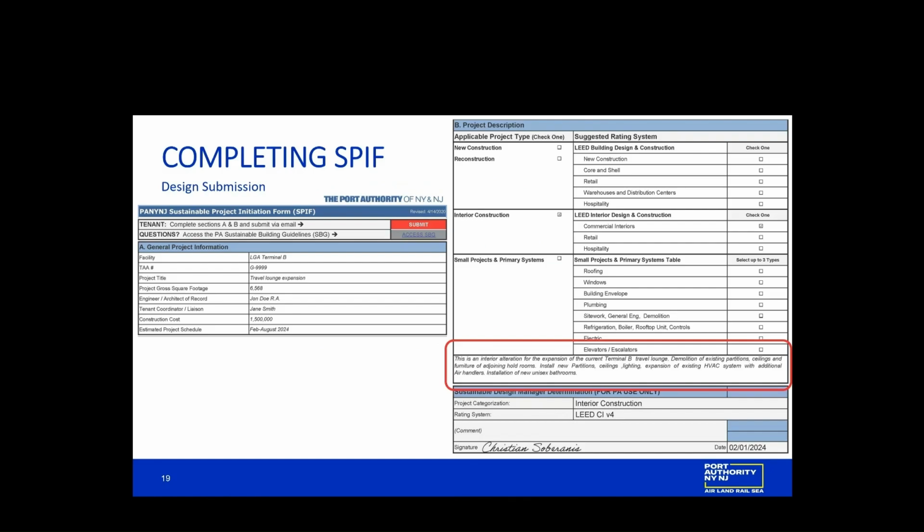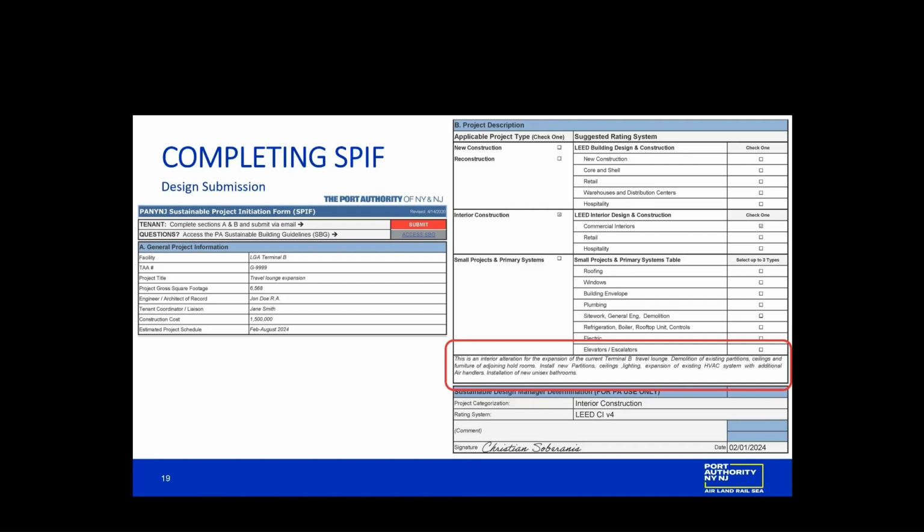Section B basically asks you to let us know what you believe this project type is, whether it's a new construction or reconstruction, an interior construction, which is what most TAAs tend to be, or small projects and primary systems. This is when you're only affecting 3 or less scope types, whether you're doing roofing, windows, building envelope, plumbing, site work. 3 or less would determine this to be a small projects and primary systems.